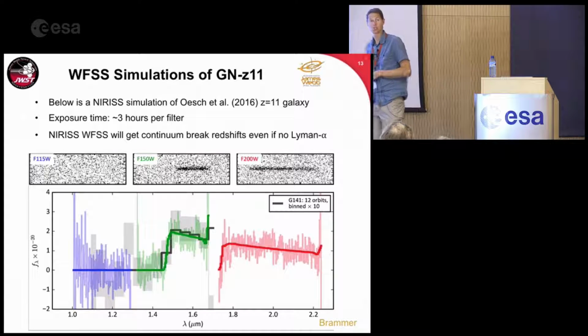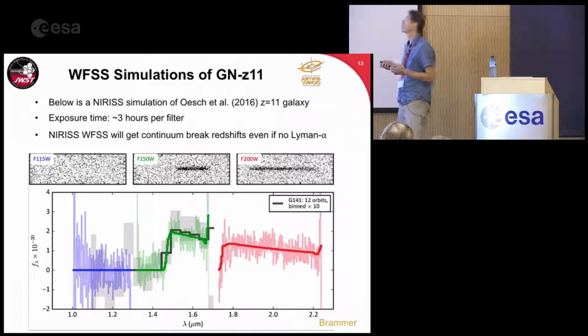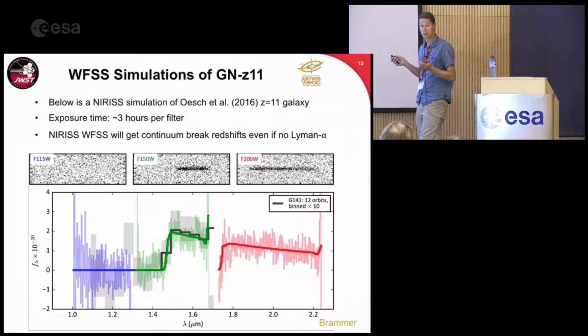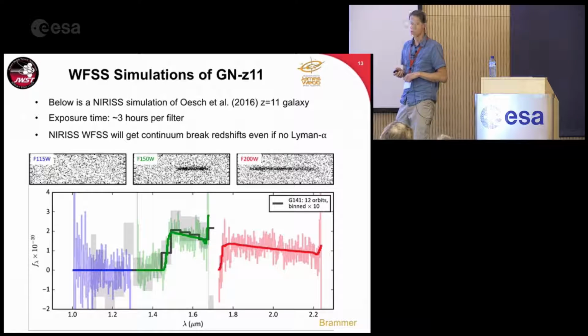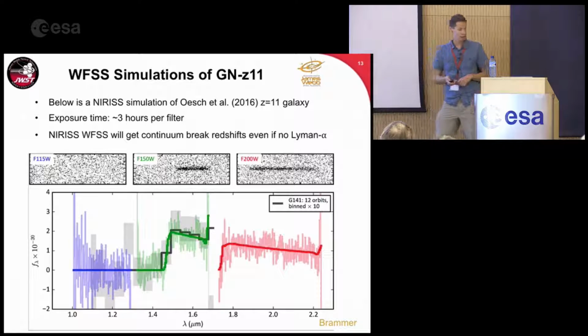So this is just an illustration that these GRISMs are not just for emission lines, but also continuum breaks. And particularly for Lyman alpha at high redshift, where the light for Lyman alpha may be disappearing because of absorption in the intergalactic medium, continuum breaks will be a very important way of getting redshifts.